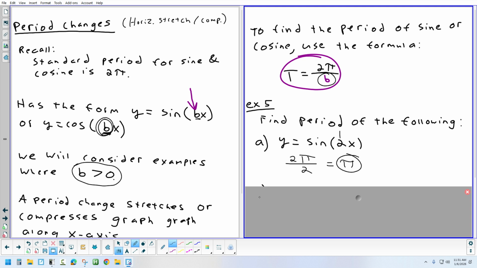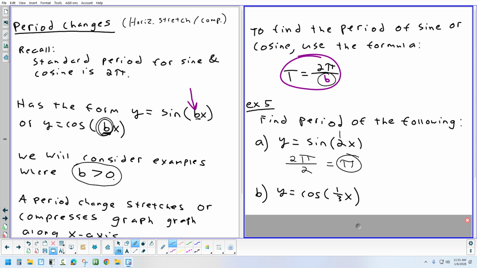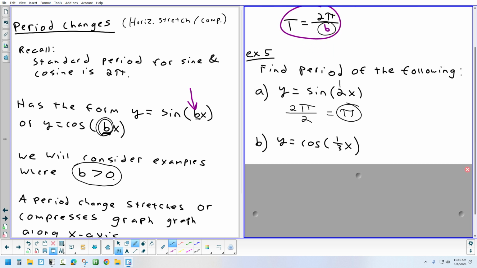Let's try this one. Cosine 1/3 x. What should happen here? This time the b value is 1/3, so the graph should do what? Yeah, it should get bigger. So we're starting with a cycle of 2 pi. We should be getting something bigger than 2 pi when we're done.